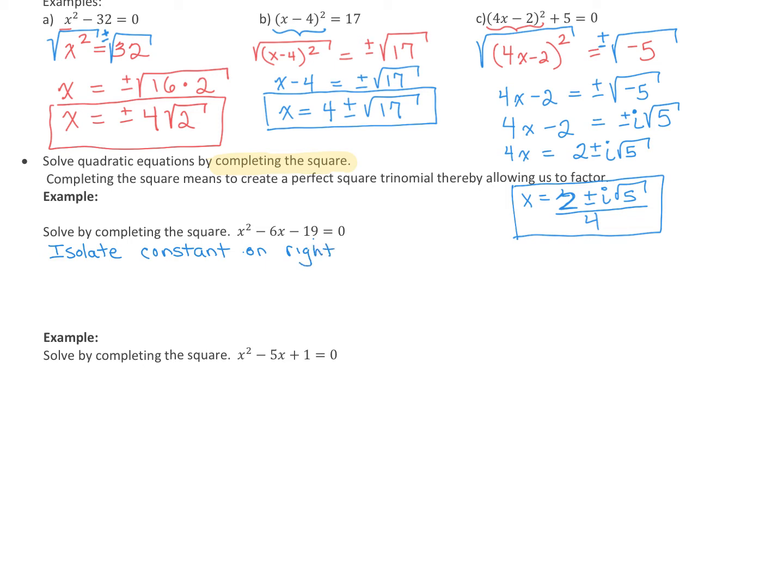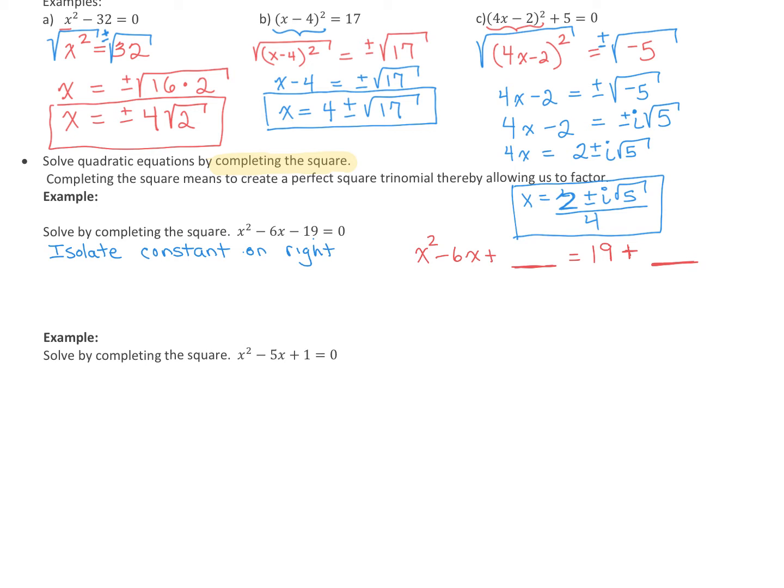I'm just going to move it over. So in this case, we're going to have x squared minus 6x equals, we're adding 19 to each side, 19. Now you'll notice I left a little space here, and I'm going to put a little space over here as well, because I want to add something to both sides of this equation so that I have a perfect square trinomial on the left.